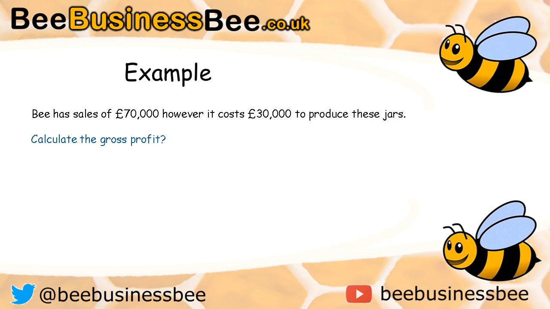B has sales of £70,000. However, it costs £30,000 to produce these jars of honey. Calculate the gross profit. So, think about this. You may want to pause the video and actually have a go at doing this, but I think the first thing you should do is say, what is gross profit? Write out the formula. Then, show your working, and then produce the answer. I want to pause the video now, because we're going to look at the answer.